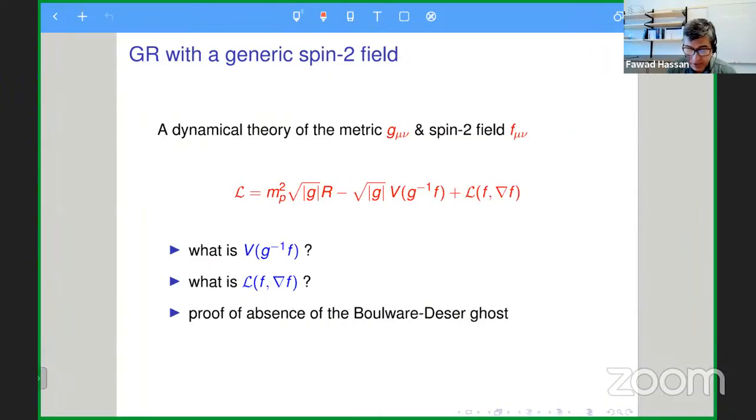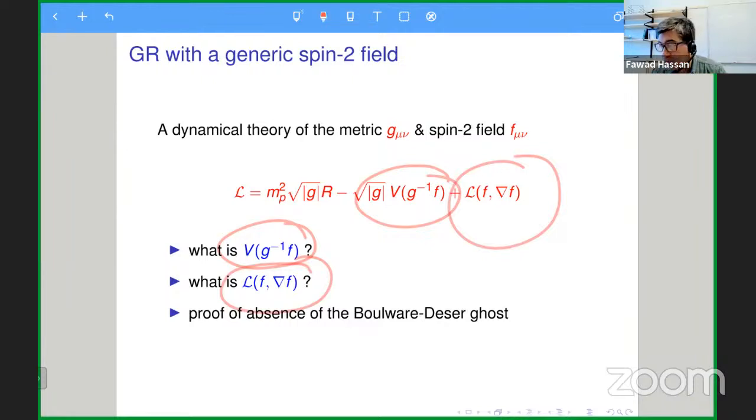So then the questions that arise are, what is this interaction potential between the two spin 2 fields? So what is F? What is the potential V? And what is the kinetic Lagrangian for F? So we need both of these quantities. And once we have a proposal for these two functions, that's our theory, then of course we have to go back and carry out the analysis and show that this really is a theory of two interacting spin 2 fields without a ghost. We should be able to do the ghost analysis and show that there is no ghost indeed in this theory.